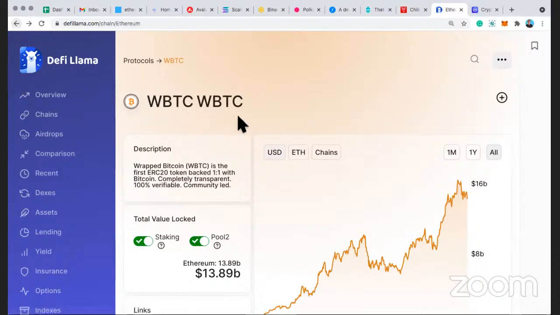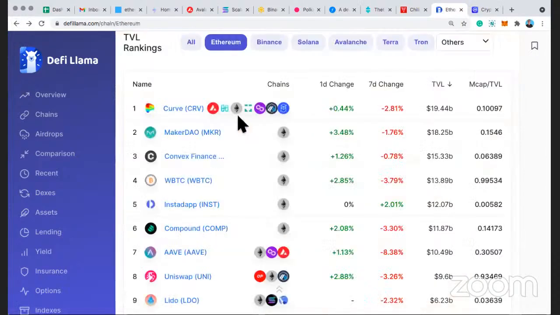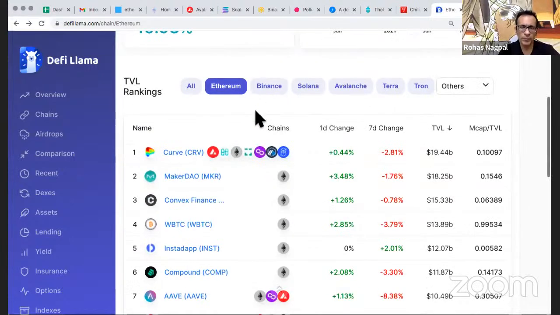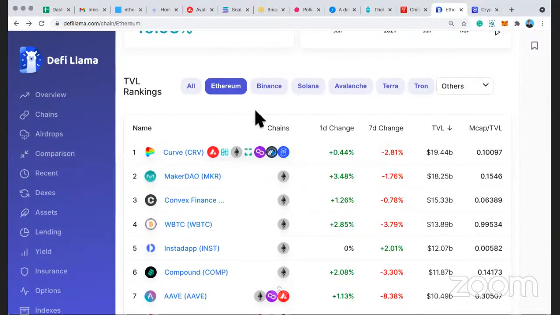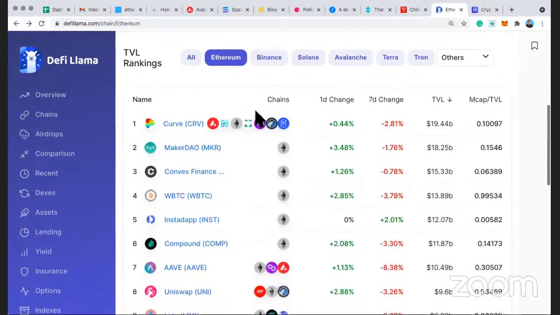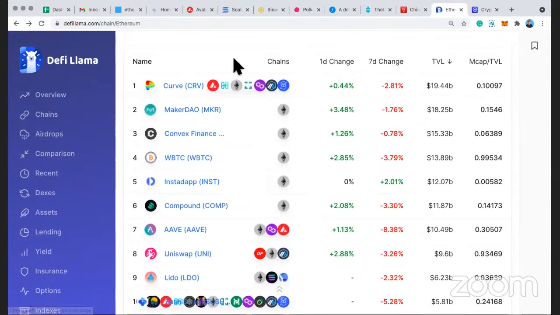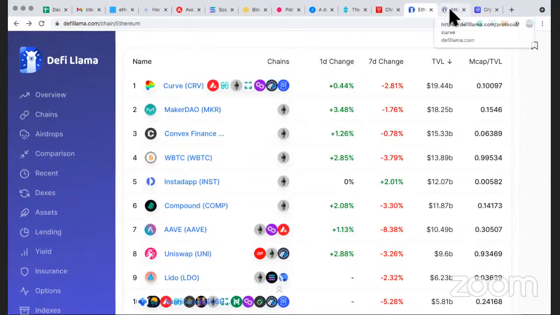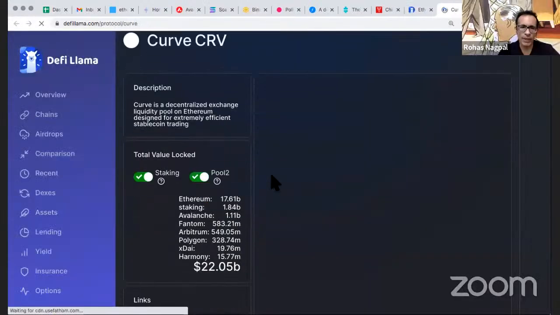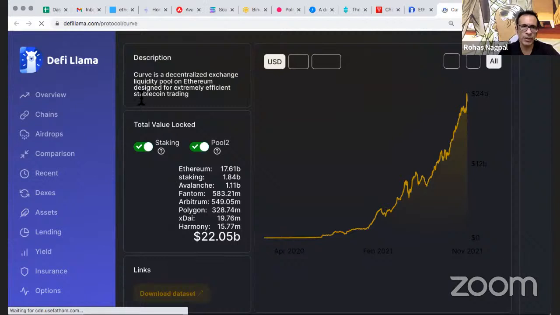Then go to protocol. This one? Yes, exactly. So this is what I'm talking about. The Curve protocol, which is running on the Ethereum blockchain, currently runs on multiple blockchains. So if you go a little deeper, what is Curve?